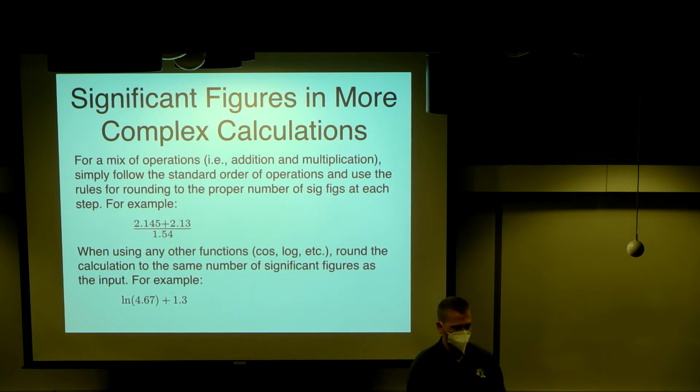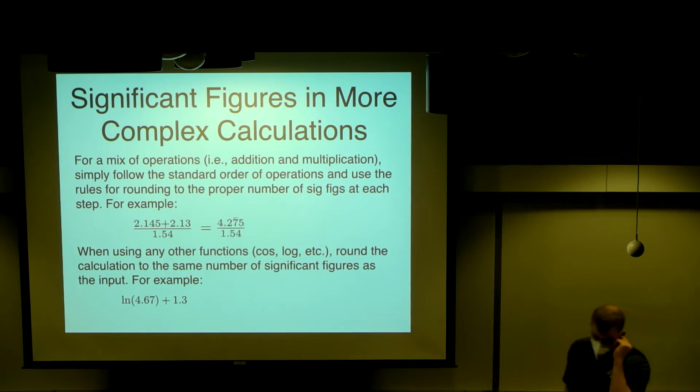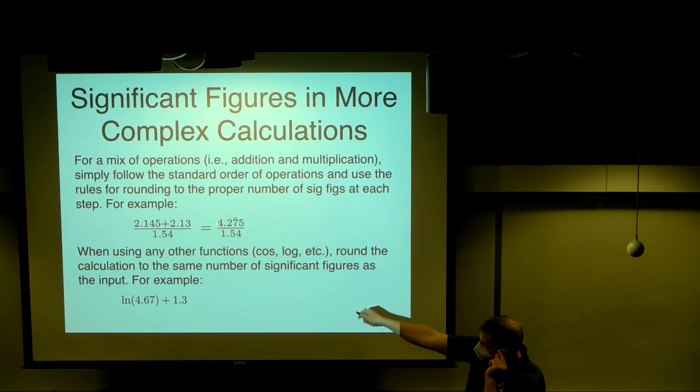Okay, just use the rules at each step that we learned about previously until you get to the last step and then round there. So let me show you an example of how this would work. In the first example up here, I have 2.145 plus 2.13 divided by 1.54. Okay? So first, I want to take care of what's on top of that fraction, which gives me 4.275.